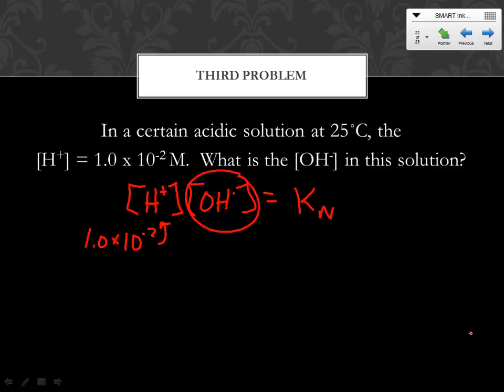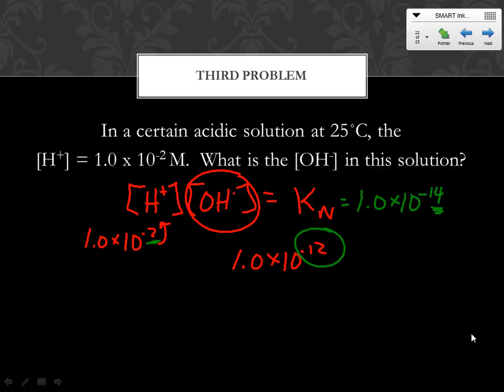This should give you a 1.0 times 10 to the minus 12, which you should be able to do in your head because Kw equals 1.0 times 10 to the minus 14, and 14 minus 2 equals 12.